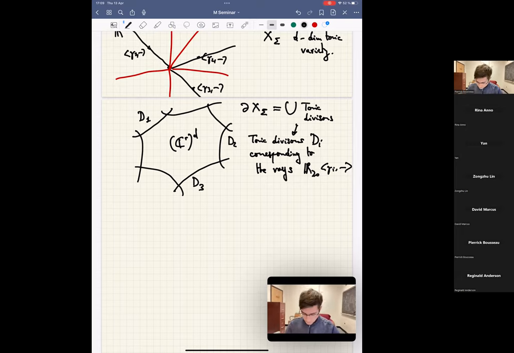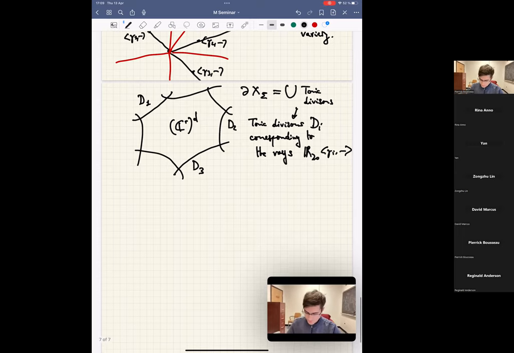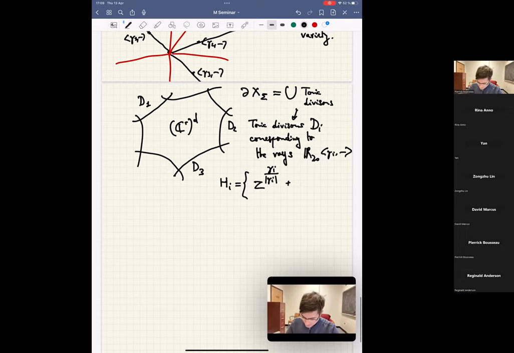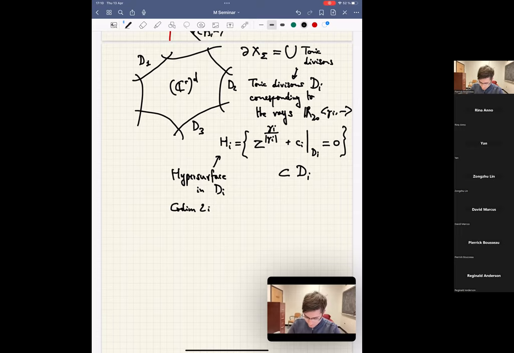And the last piece of notation I need to set up the enumerative problem is to introduce, for every i, some hypersurface Hi inside the divisor Di, which is a hypersurface with an equation of the following form: Z to the power gamma i divided by the lattice index of gamma i in N, plus Ci, restricted to Di, equal to 0. And this thing is a hypersurface in Di. And Di was itself a boundary divisor. So this thing is really codimension 2 in the full toric variety.